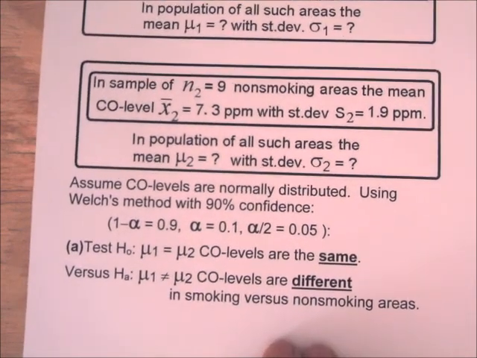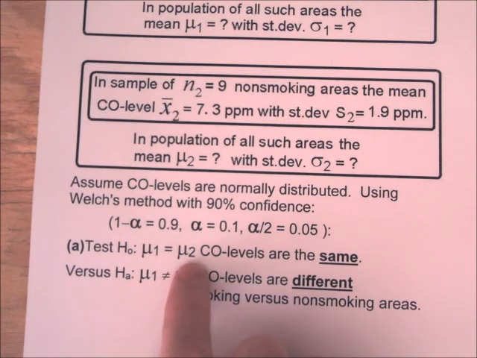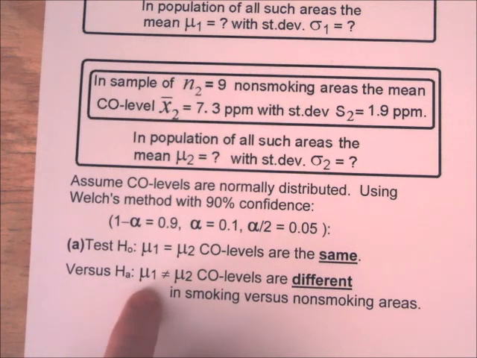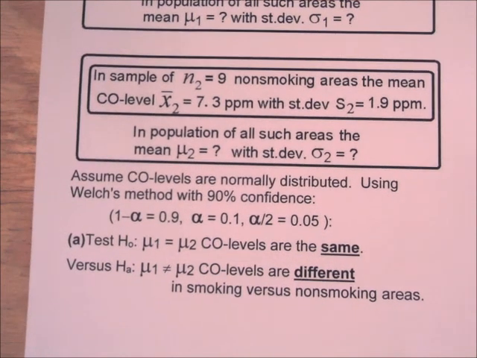We want to test H naught, the null hypothesis, that the means are the same: mu1 equals mu2, carbon monoxide levels are the same, versus the alternative HA, mu1 is not equal to mu2. Carbon monoxide levels are different in smoking versus non-smoking areas.